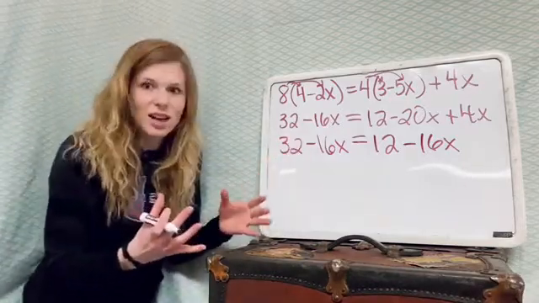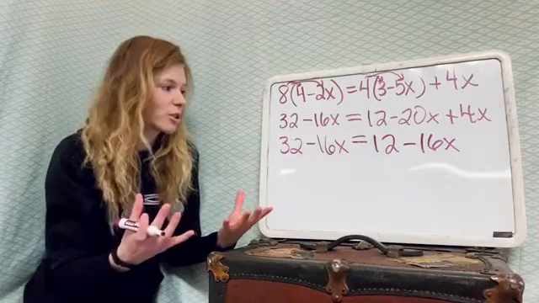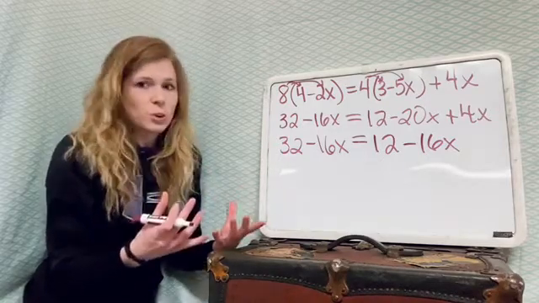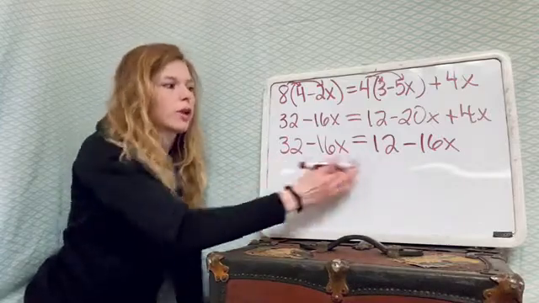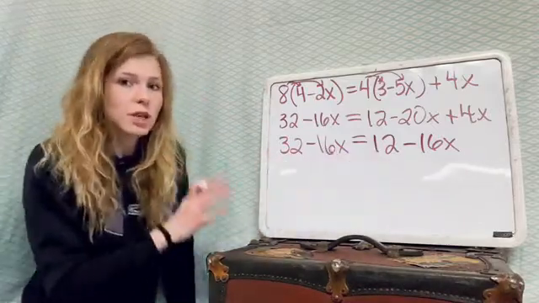Oh, negative 16x on both sides. Does that mean all real solutions? No, it doesn't, because they're not exactly the same. There's a 32 over here and a 12 over here. We have to keep going.